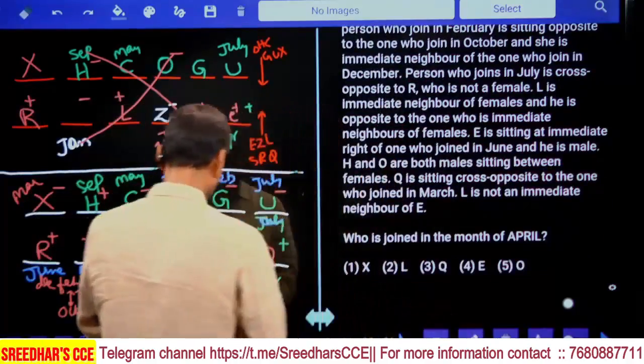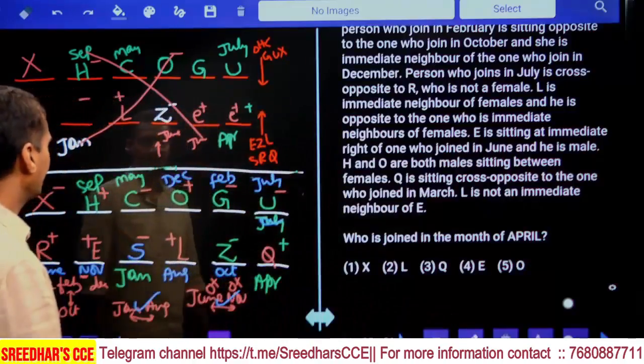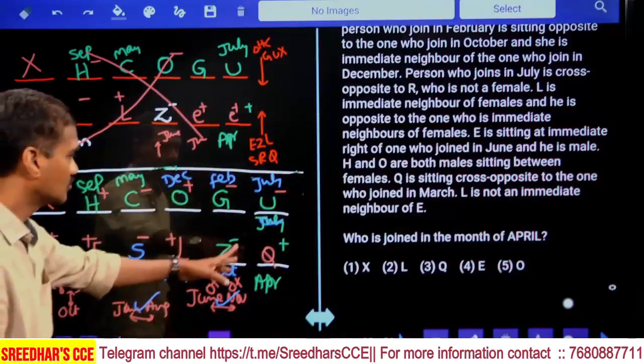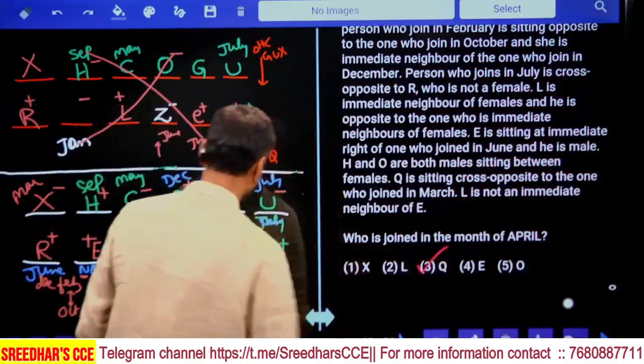Now in this question numbers 18 to 22, who joined in the month of April? Tell me who joined in April. Q joined in the month of April, that is choice 3. Question number 18.